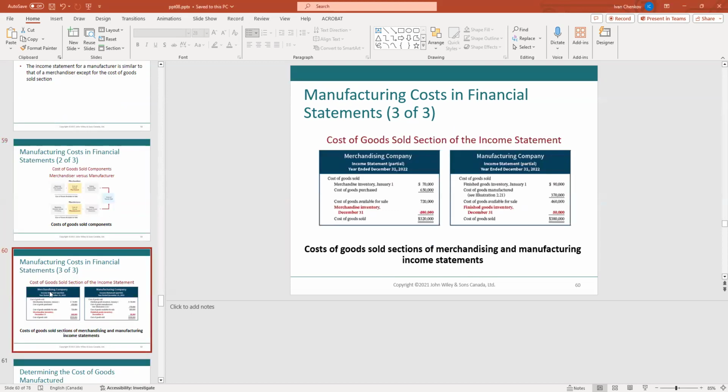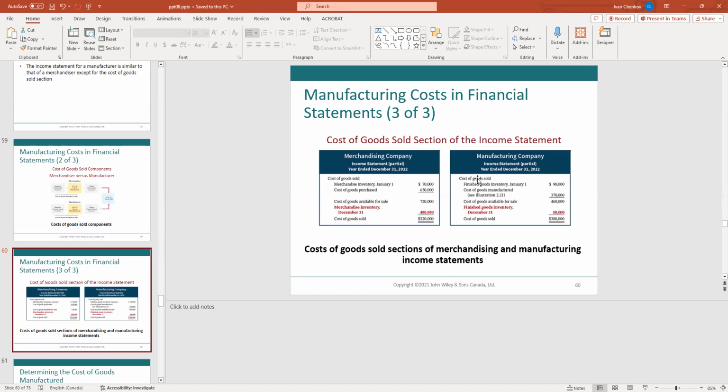Okay, so let's go with this one. How are we going to get cost of goods sold? We're going to get the inventory beginning balance, add the purchases, and see how much we have available, minus the ending balance. We're going to see how much we sold.